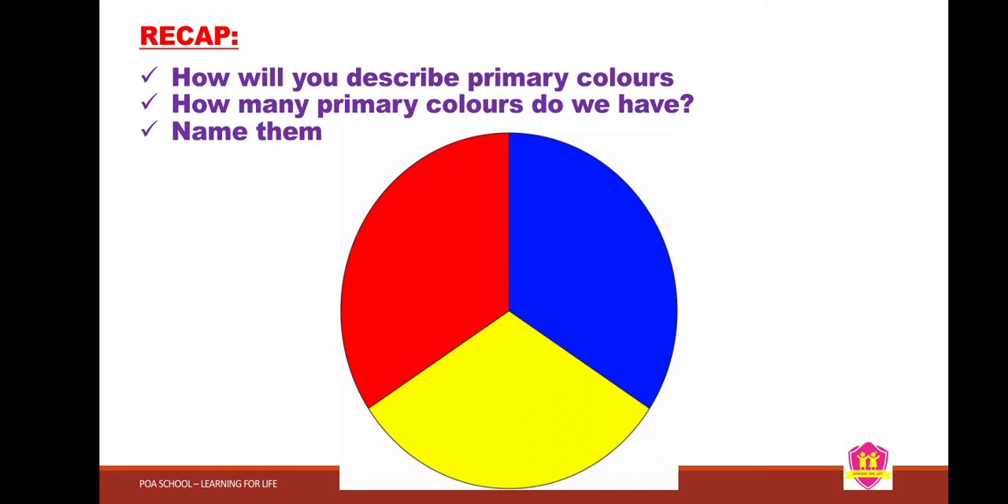Considering the number of colors we have under primary colors, they are 3. These are red, yellow, and blue. These 3 colors make up the primary colors. So this is what we learned last week.